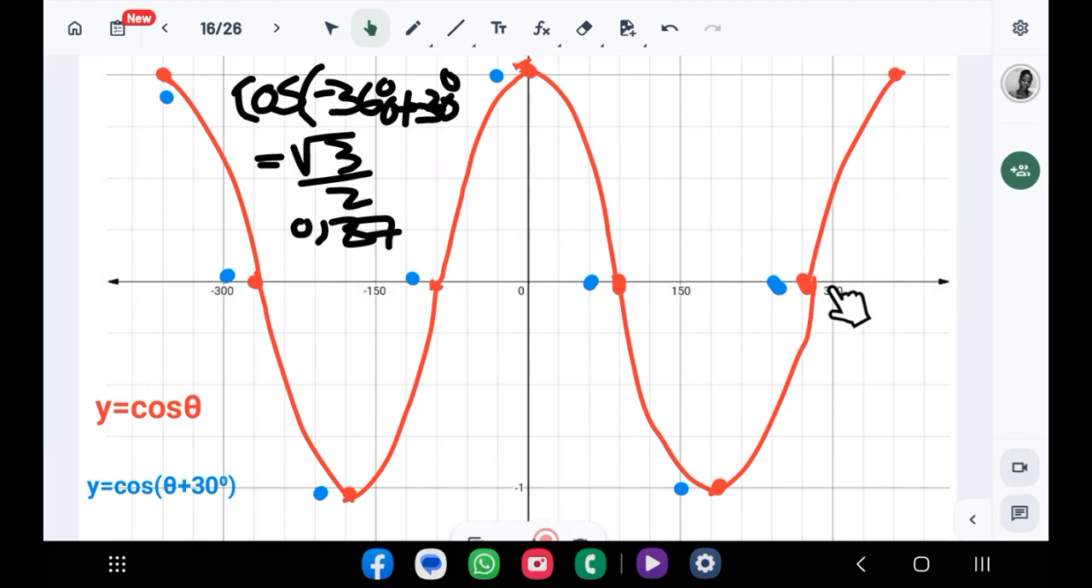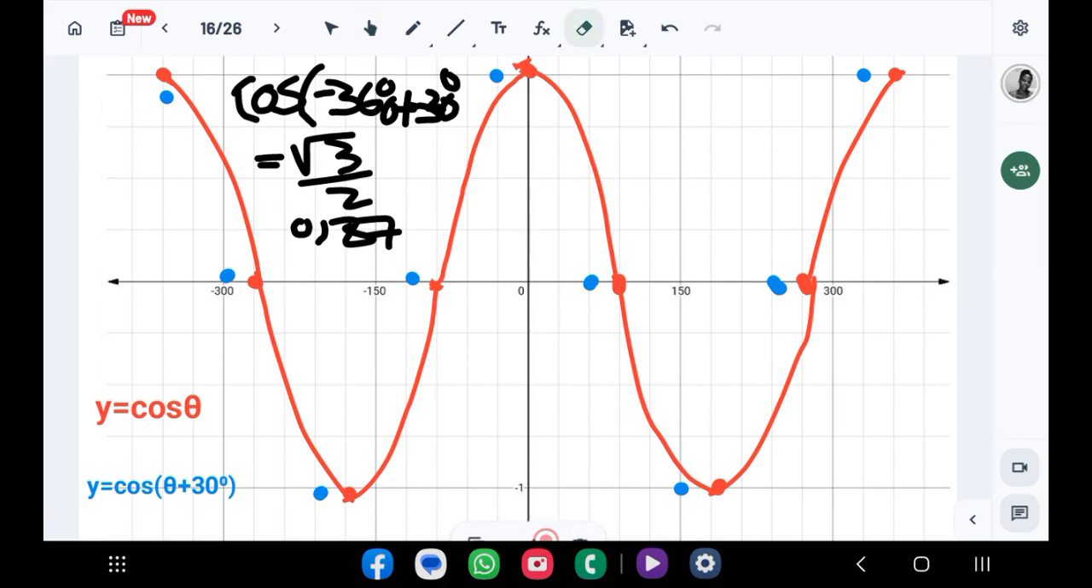1, 2, 3. Another milestone. There is the milestone. And then on 360, the next milestone is outside of the range. So what we do is we now calculate what the y value is at 360 degrees. Same story.